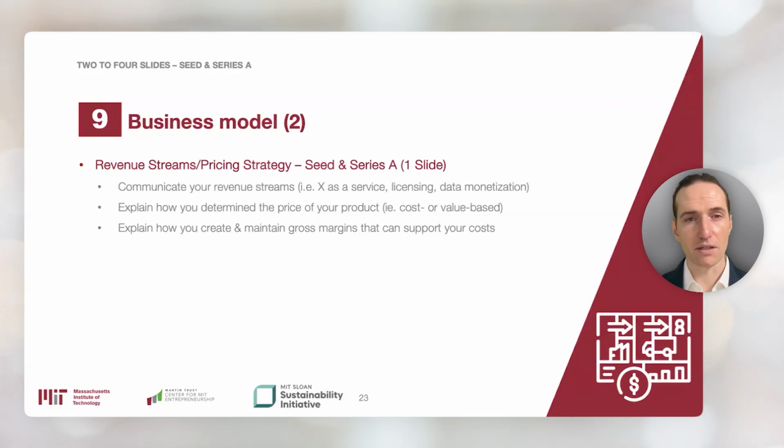So this is the second part of the business model, and that comes down to the revenue streams as well as your pricing strategy. So let's start with the revenue streams first. Make sure your VC investor understands what kind of revenue streams you're planning to obtain. It could be X as a service, so it could be software as a service for AI startups. It could be licensing, but it could also be data monetization, because if you have access to great data, you could anonymize that data and you could sell it to other potential customers, which is also a separate income stream. Especially at the beginning of your startup, that could be very valuable.